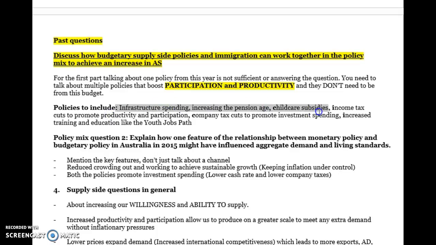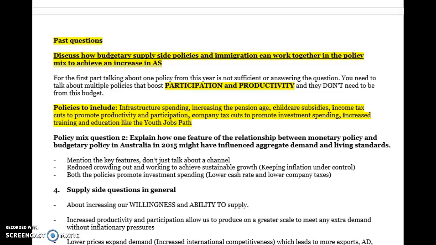Increasing the pension age and childcare subsidies can be utilised to try and boost participation and therefore reduce wage pressures. They can also lower income taxes to promote productivity and participation, or lower company taxes to promote investment spending, or increase spending on education and training. No, you don't need to talk about every single one of these, but you want to show in your answer that that's what budgetary supply-side policies are, and how they're working together to boost participation and productivity. So I will be mentioning three or four of these as a minimum, not providing a lot of detail, but showing overall what the budget can actually do to promote supply.